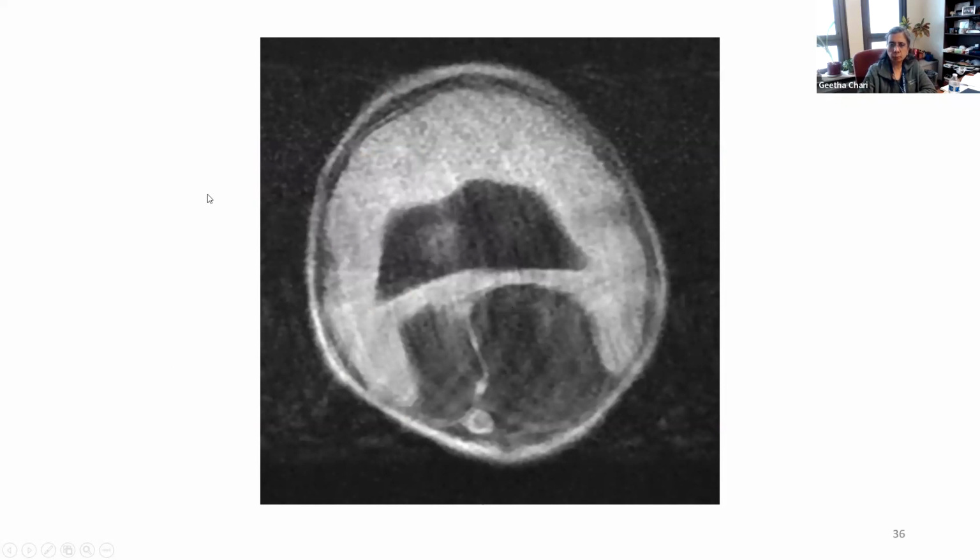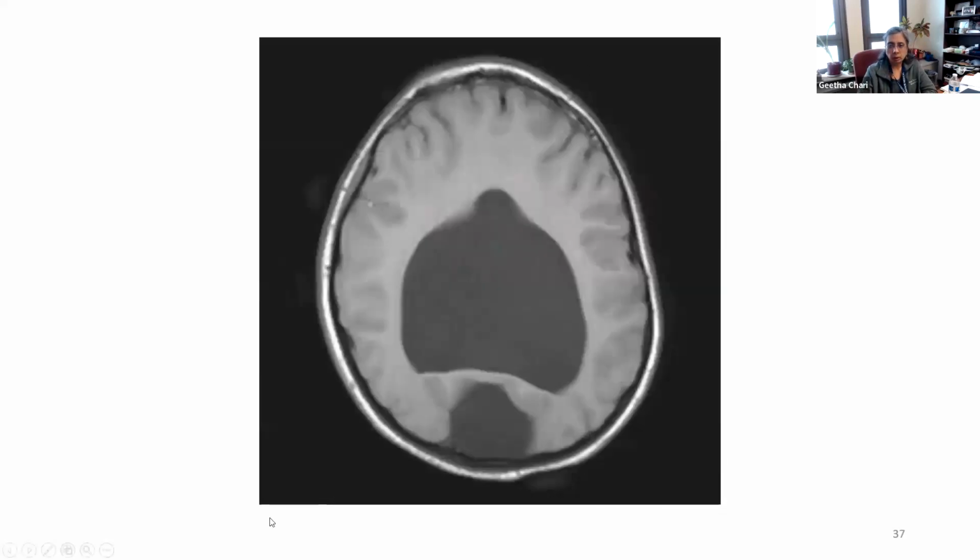So this is the classic appearance of what's called alobar holoprosencephaly. And this is in the newborn period. If you miss it in the newborn period, or they're born in a place where they don't pick it up, you can have a child who comes in later on. So this is a 4 or 5-year-old child who came in with significant global developmental delay.